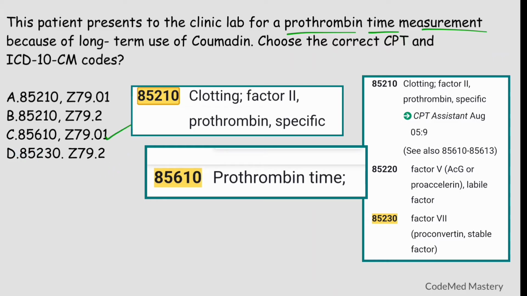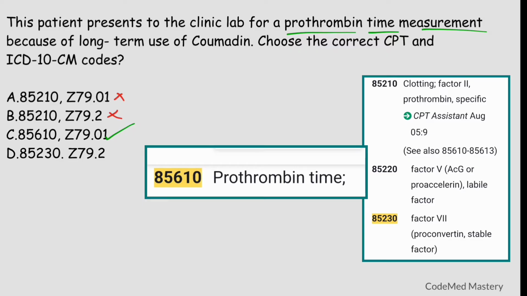We'll eliminate all other options because 85210 is for clotting factor 2 prothrombin specific. So that is not matching with the question. Directly eliminate option A and B, and option D 85230 is for clotting factor pro-converting stable factor. So that is also not mentioned in the question.